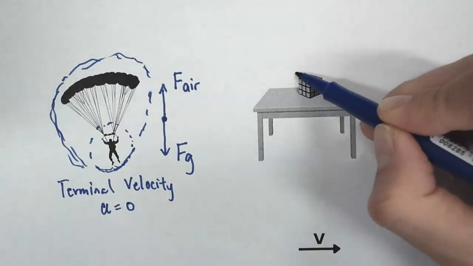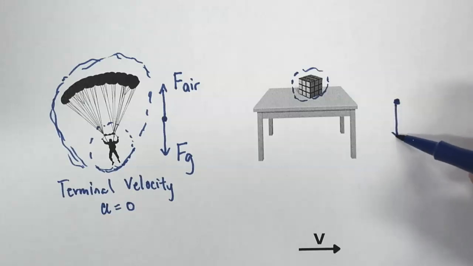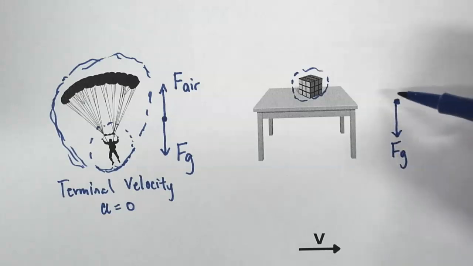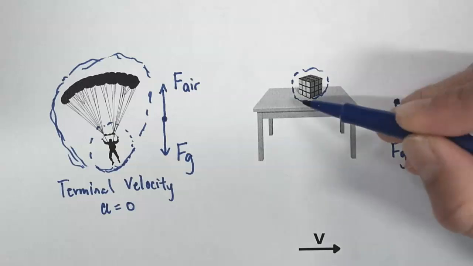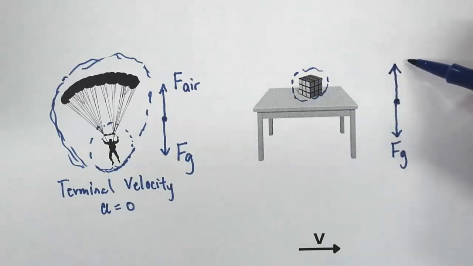Next, we have a Rubik's Cube. This is our system right here sitting on a table. And we have our gravitational force. And then the table is a surface. When a surface is pushing on an object, that is called the normal force. And that's Fn.